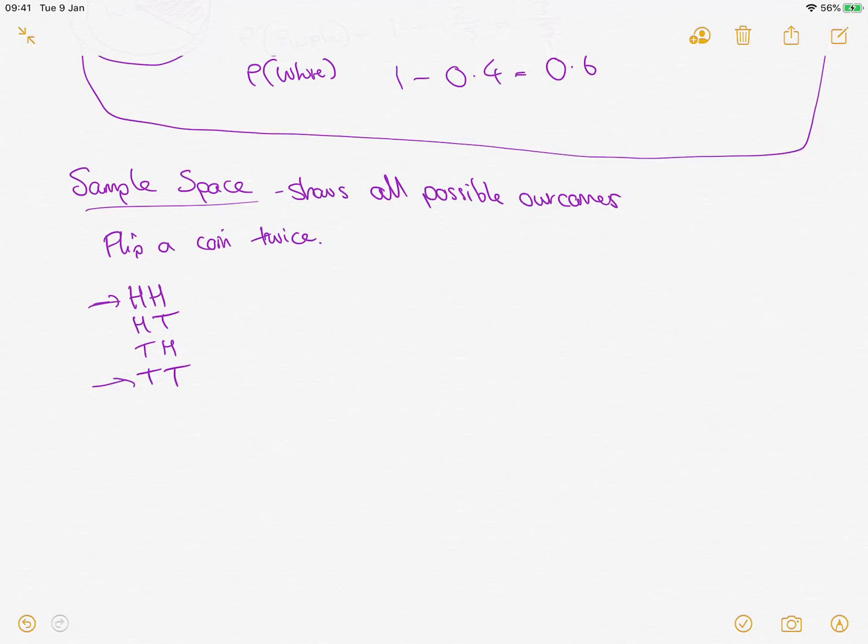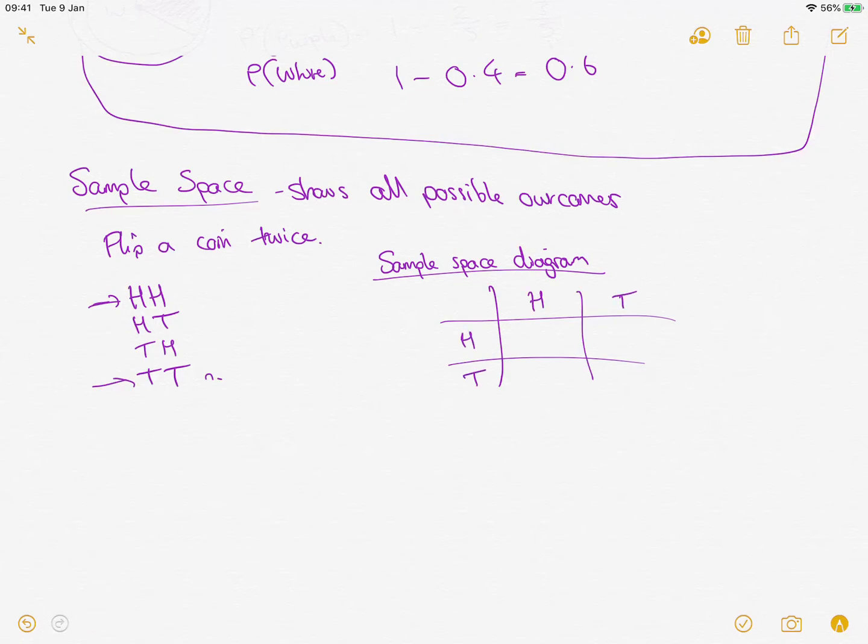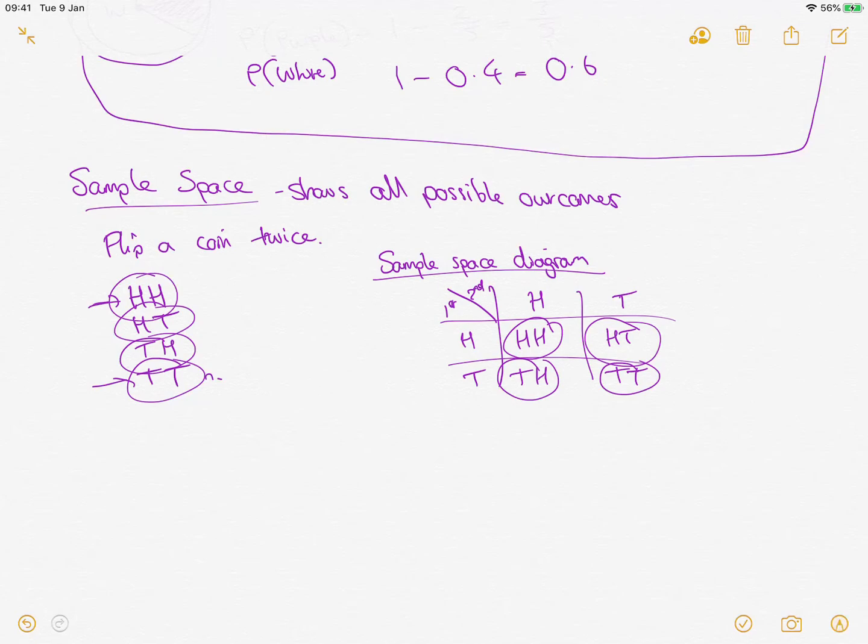Another way to do that, and a common way to do it, is draw a sample space diagram. So I'll show you how I could use a diagram to help me list all these as well. Draw a table and list your probabilities. So let's say that this is my first flip and this is my second flip. Then I can do head, head, head, tail, tail, head, and tail, tail. And notice I've got all the same 4 outcomes as I've got here. So the table just helps with that.